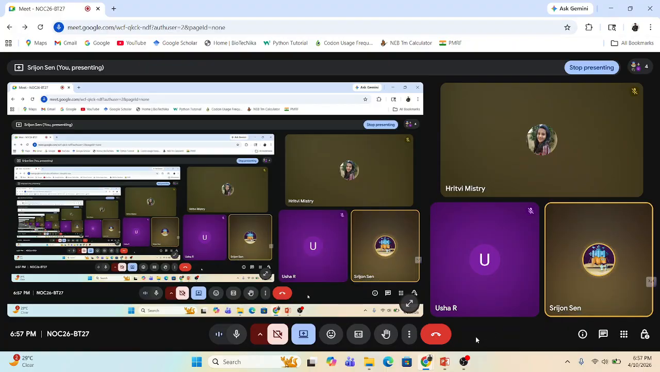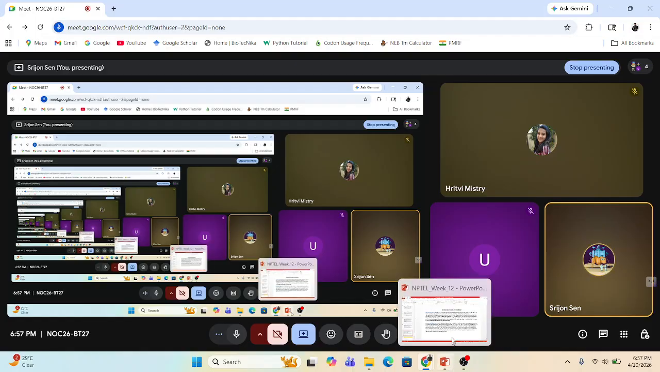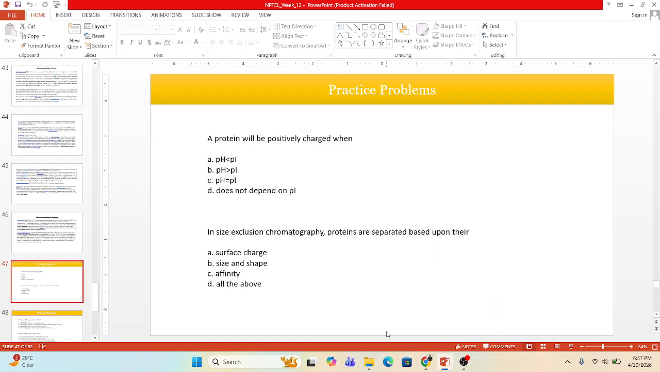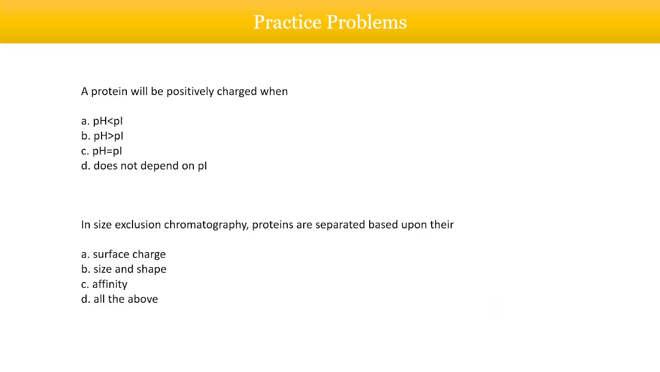Questions? If not, then we can start with the practice problems. So tell me, a protein will be positively charged when? When do you expect a protein to be positively charged? So when can a protein be positively charged?